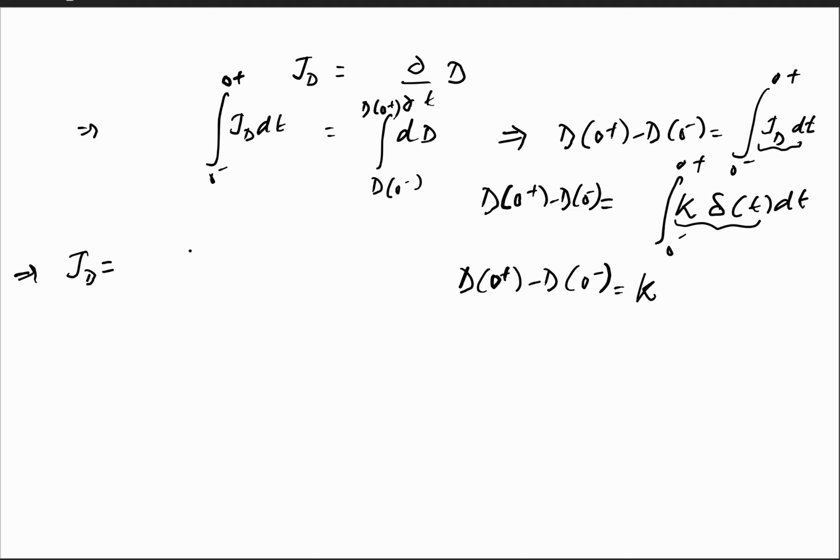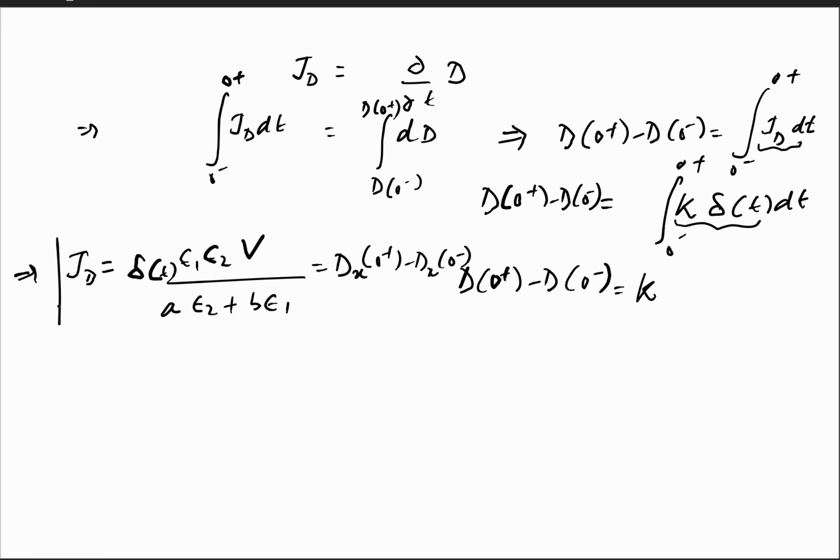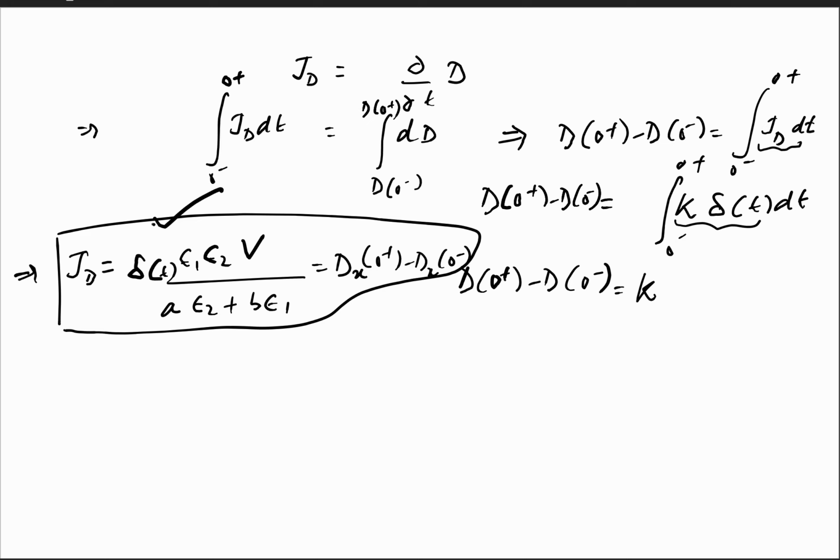As simply epsilon 1 epsilon 2 V over (a epsilon 2 plus b epsilon 1), which is equal to D at x = 0 plus minus D at x = 0 minus, and this is an impulse. So I have found that there will be a displacement current density which will be an impulse only, so that it can put a charge on the metal plates.